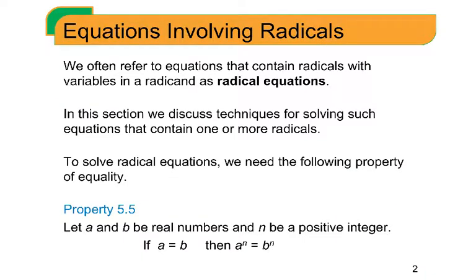When we have equations with radicals, it can be cube roots, can be square roots, we call them radical equations. One of the primary ways we solve radical equations is using this thing called property 5.5. It's saying here that if two numbers are equal, then you can raise them both to the same power. So a cubed would equal b cubed.